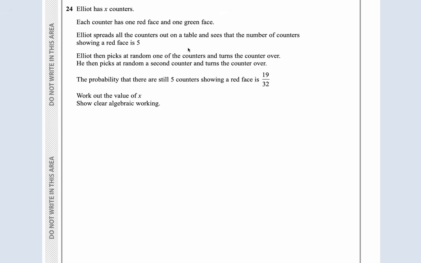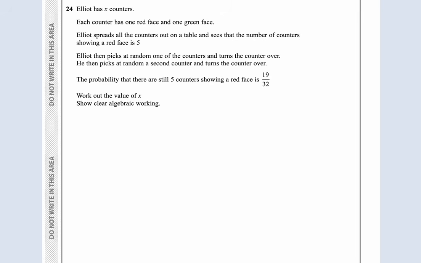Elliot has X counters. Each counter has one red face and one green face. He spreads all the counters on the table and sees that the number of counters showing a red face is 5. He then picks at random one of the counters and turns the counter over. And then he picks a second counter and turns that over.